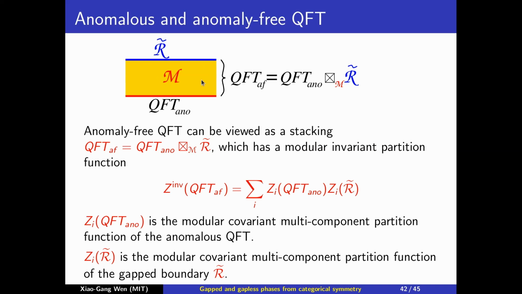And I feel this picture is very useful, and it really exposes the symmetry. When you can write a QFT in this way, you really expose the symmetry. Mathematically, writing it this way means the partition function of this anomaly-free QFT is given by an inner product of two partition functions. So that's the mathematical meaning of this decomposition. This way you can see the symmetry more clearly, and I feel this is maybe a good way to look at symmetry.